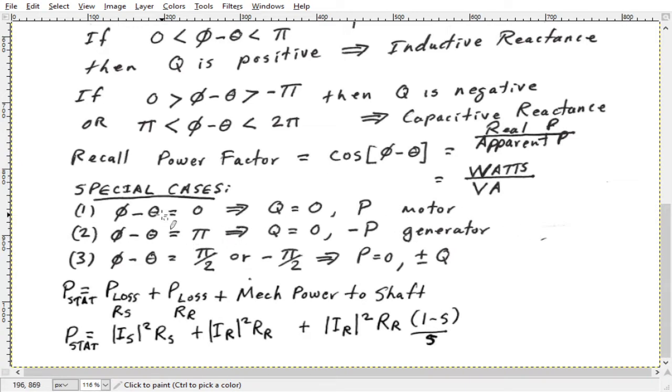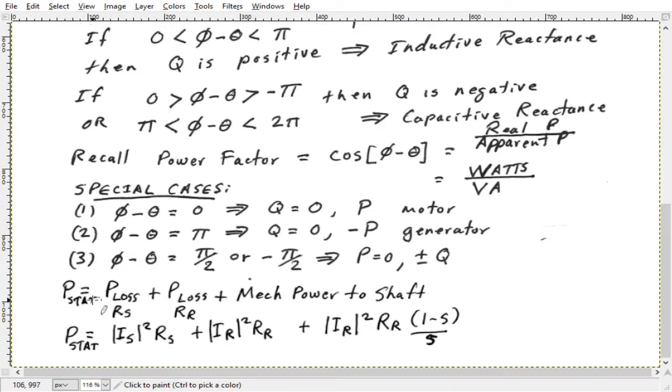We've got special cases here where P is positive, acting as a motor. If it's equal to 0, then it's acting as a generator. It'd be minus P, and so on. We're not going to really talk about the generator features here. I thought about doing some plots there, and I could do a plot. Maybe I'll do it later if I have time, but that's another video.